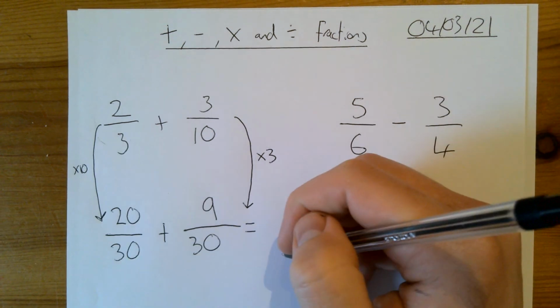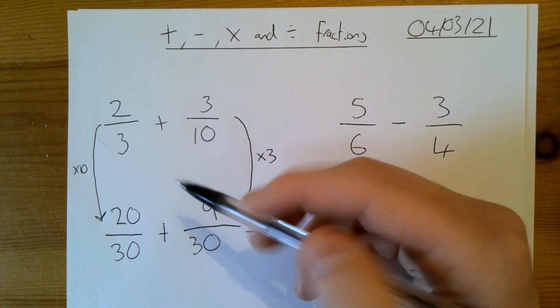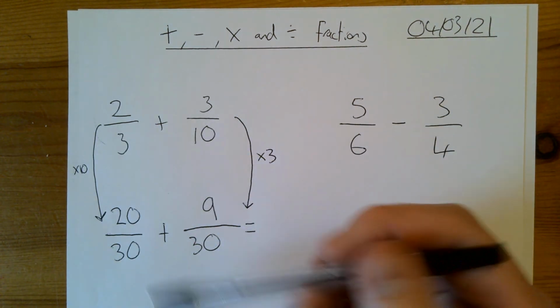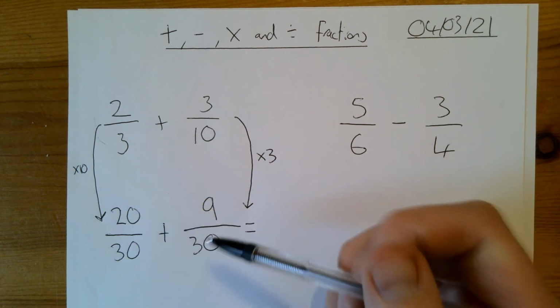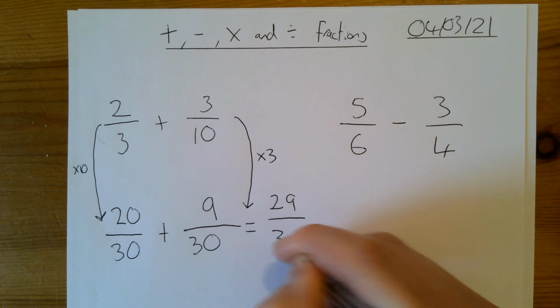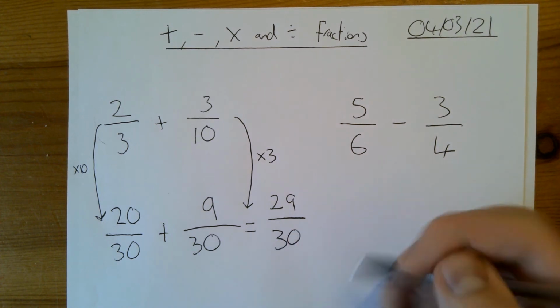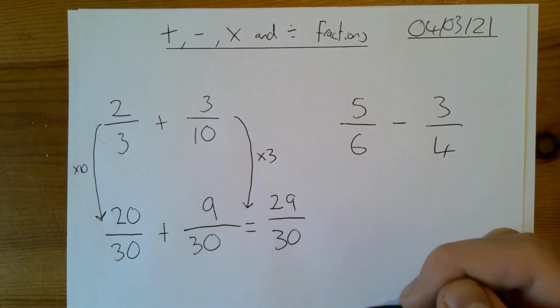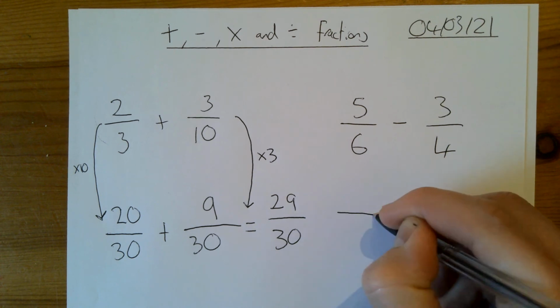And then the last bit, like I said to you before, I like to say it out loud, or say it out loud in my head. 20/30 plus 9/30 gives me 29/30. Subtractions are very similar. Just obviously at the last step we subtract.